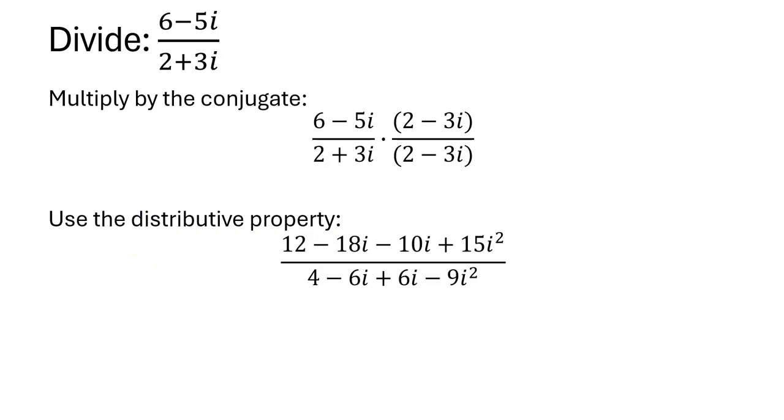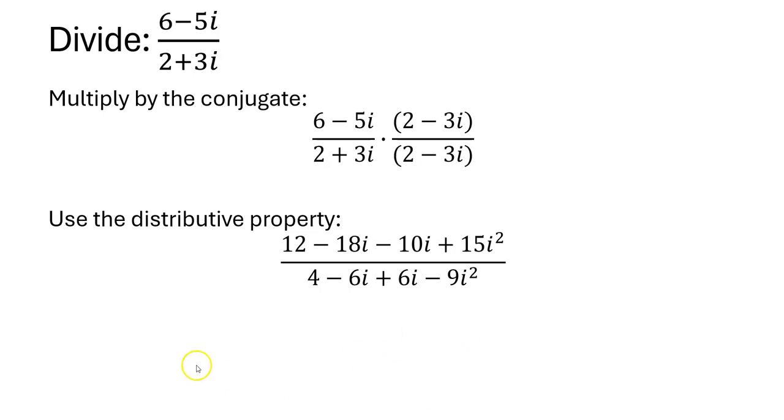So 6 times 2 is 12. 6 times negative 3i is negative 18i. Negative 5i times 2 is negative 10i. And negative 5i times negative 3i is 15i squared. In the denominator, we end up with 4 minus 6i plus 6i minus 9i squared. Again, remember that i squared is going to be a negative 1.